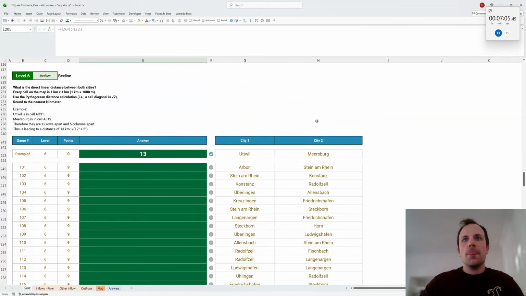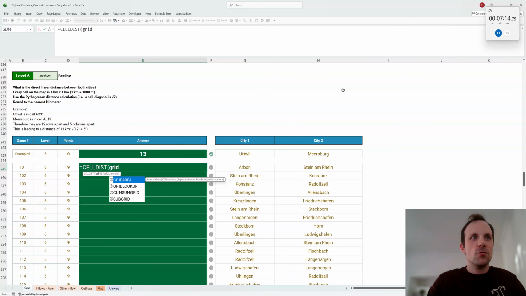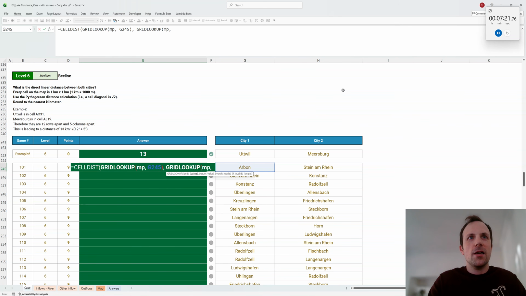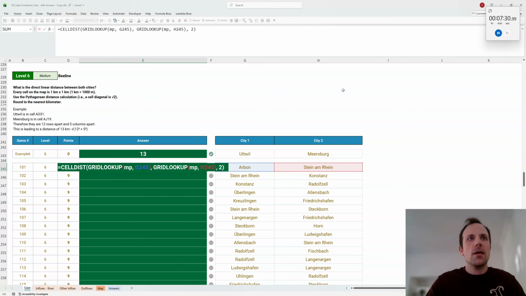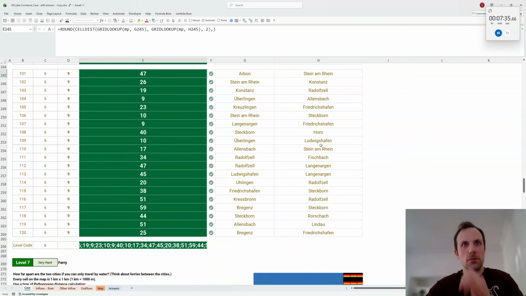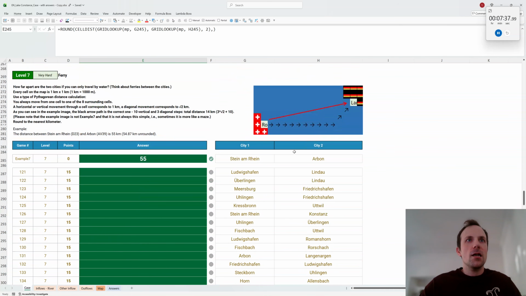Level 5. Level 6 is what is the direct linear distance between both cities? So that is just cell distance. It's very lambda heavy, this solve, of grid lookup on map this guy to grid lookup on map this guy with 2, which is Pythagorean distance. And then we probably have to round, don't we? Yes. Okay.